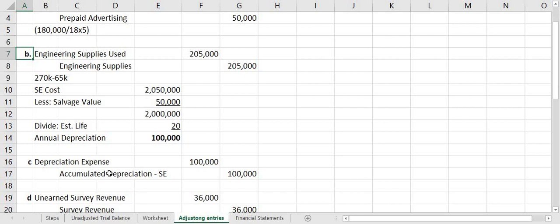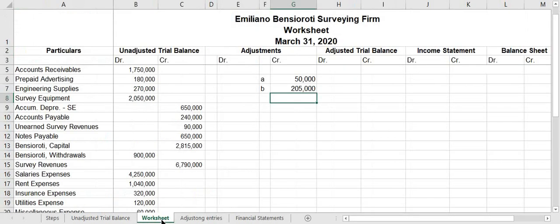Ayan. So, let's proceed with adjusting entry letter C. Okay. In this case, nag-record tayo ng depreciation. So, as computed, depreciation every year is 100,000. Okay? Kaya, nag-debit tayo ng depreciation expense for 100,000 at credit tayo ng accumulated depreciation survey equipment for 100,000 also. So, transfer natin sa ating worksheet.